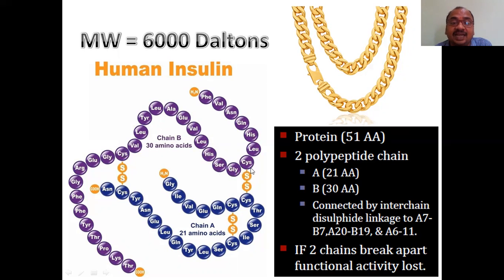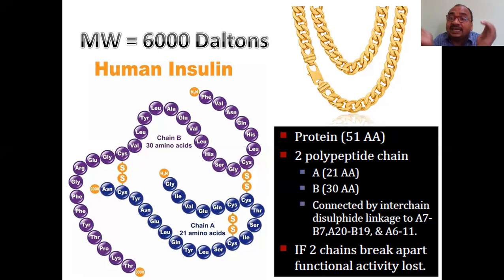So two links are between chain A and chain B. These links are called disulfide bonds. Two disulfide bonds are present between the two chains. Whereas one more link is also there, but it is within the chain. You can see a disulfide bond here also, the same type of bond, but within the chain. Most students get confused here.